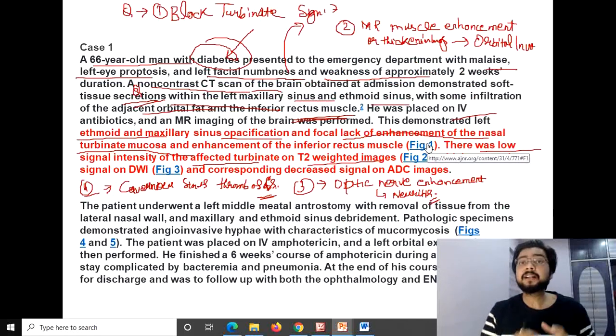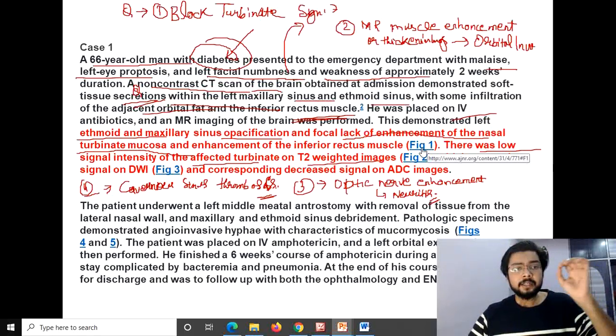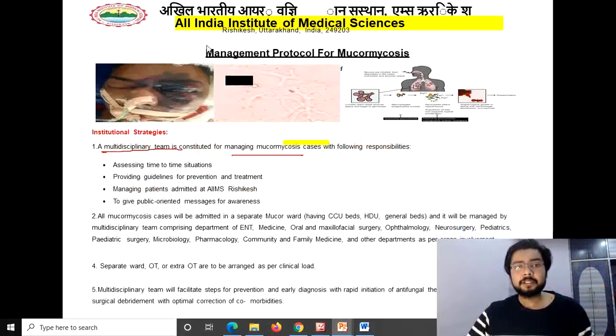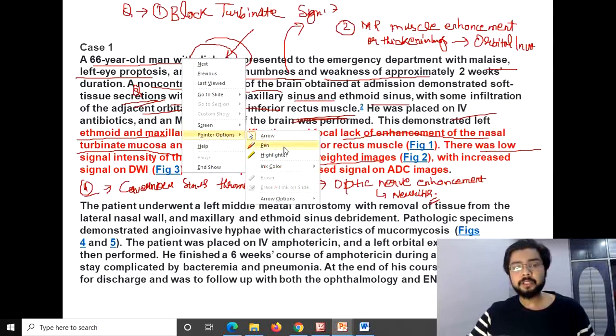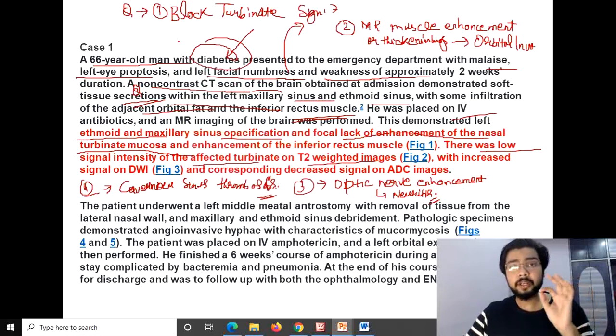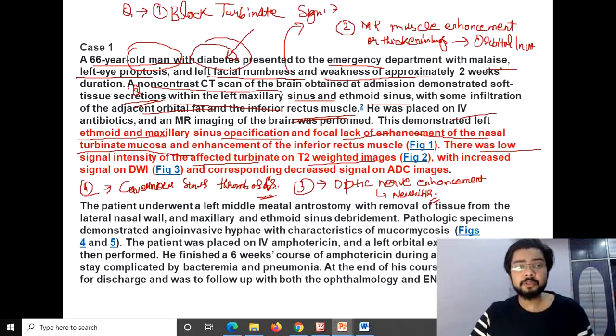Now let us see a case before moving to the AIIMS guideline. A 66-year-old man with diabetes, right? There are some highlighted things that you need to point out while you read the question. Here is old age, one. Another is diabetes, presented to the emergency department. That means it's not a normal patient, with malaise, left eye proptosis, and left facial numbness, right? This is also an early sign, left facial numbness, weakness of approximately 2 weeks.